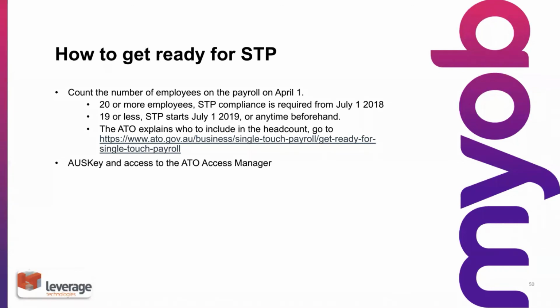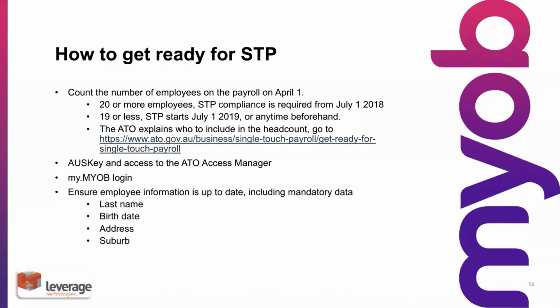Hopefully, you have an AusKey. This is a login that's given to you from the ATO, with access to what they call the ATO Access Manager. We'll be using this to firstly register our customers for standard business reporting. That's the first step. To do that, we have to request a my.myob login from MYOB. I can do that on your behalf. Then we do the registration for standard business reporting, which is a mandatory step for single touch payroll.